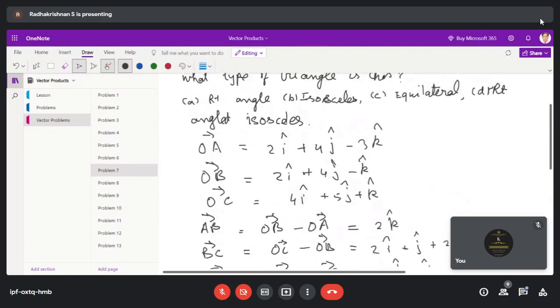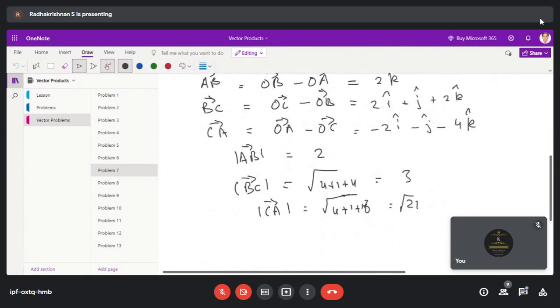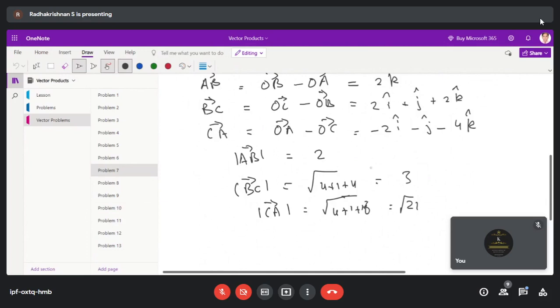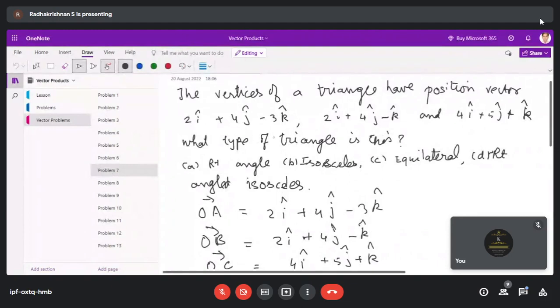So they are not matching. So it is neither isosceles, nor equilateral, nor right angled isosceles. So check whether it is right angled at least. A triangle has got sides 2, 3 and root 21. Is it right angle? 2 square plus 3 square is 13, isn't it? So it's neither. So I gave the problem wrongly. None of the options are correct.